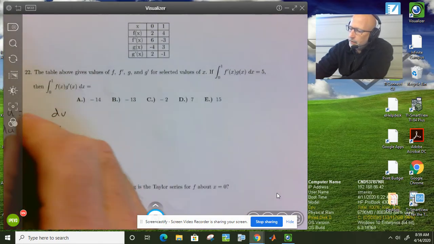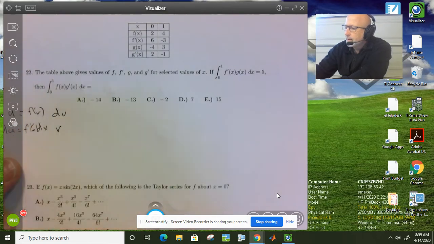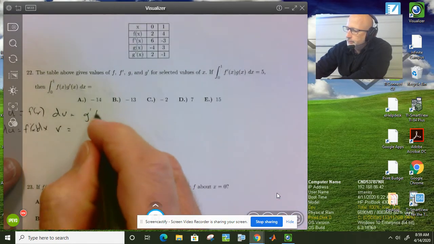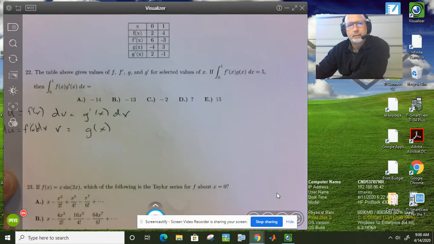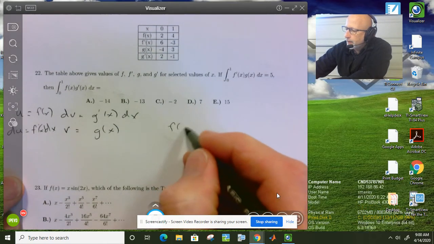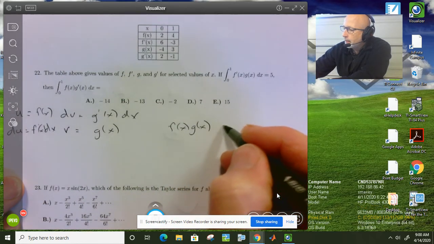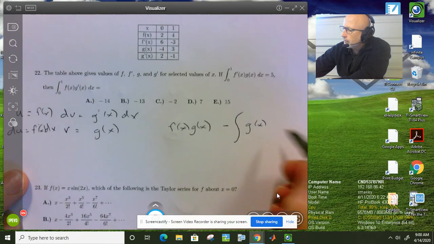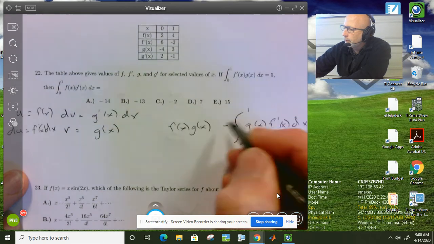So what that means is my u is going to be f of x, and then du is f prime of x dx. That means my dv is going to be g prime of x dx, and therefore v is g of x. Okay, so now we just integrate this using integration by parts. So uv, so I have f of x, g of x, minus the integral of v du. So v is g of x, and du is f prime of x dx. And we have to evaluate these from 0 to 1.